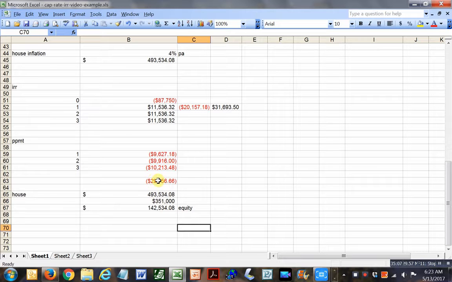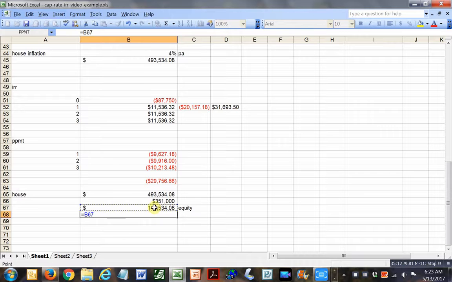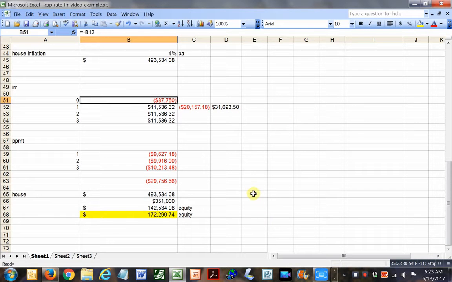But wait a second, that's not quite right, because the mortgage has been paid down by almost 30 grand. So your real equity is equal to this minus that. So this is what your equity is, all right? So that's a good news story. So think about this now. You've gone from $87,000 in equity that you put into this building to get this project off the ground, and you've ended up with $172,000.